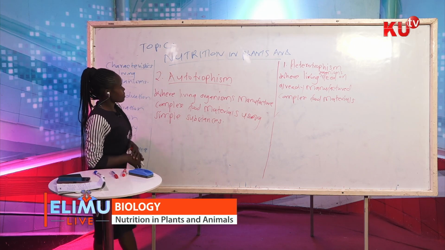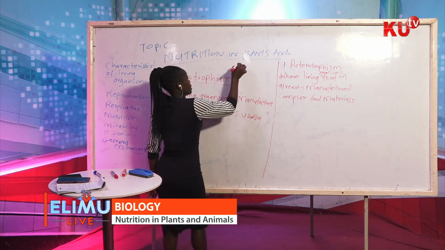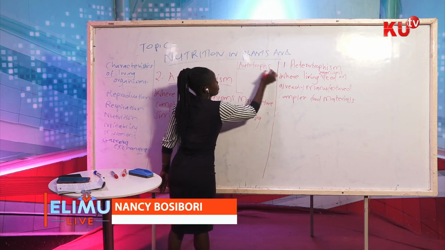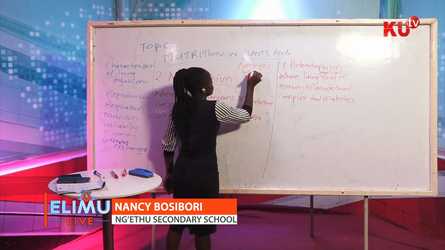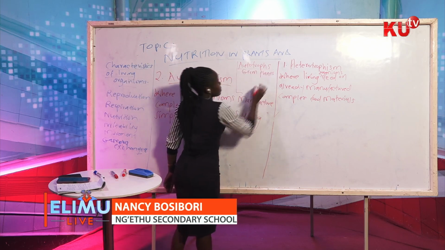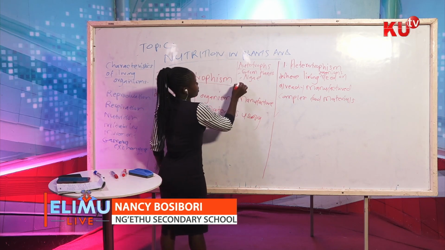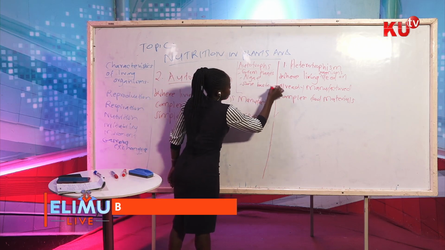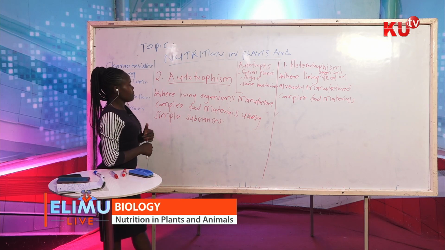Organisms that exhibit this mode of nutrition are called autotrophs. Examples of autotrophs are the green plants. We have algae. We also have some bacteria. So these are the examples of autotrophs that manufacture complex food materials using simple substances.